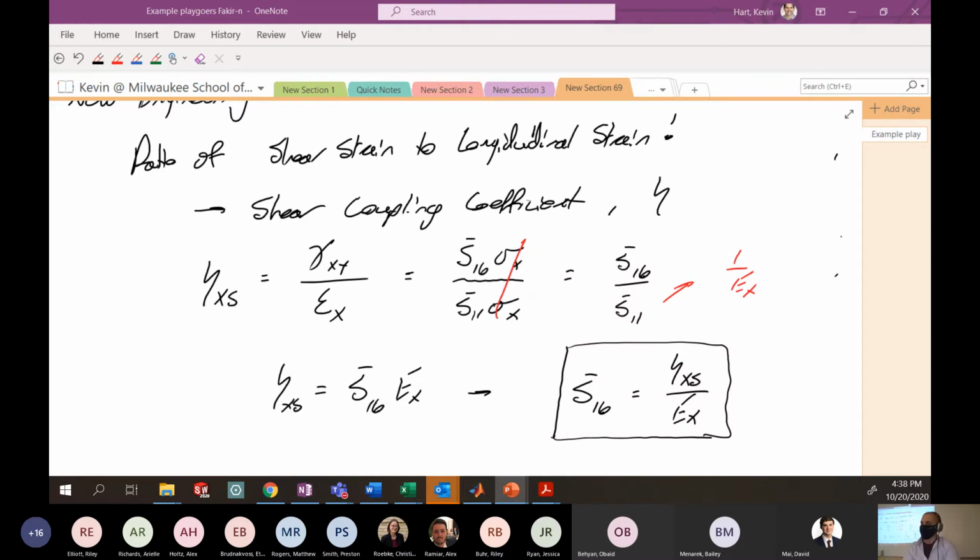So what is this shear coupling coefficient, and why have you not heard about it until now? That's what you're all asking, right? Why haven't I heard of this engineering constant before? Let me tell you.